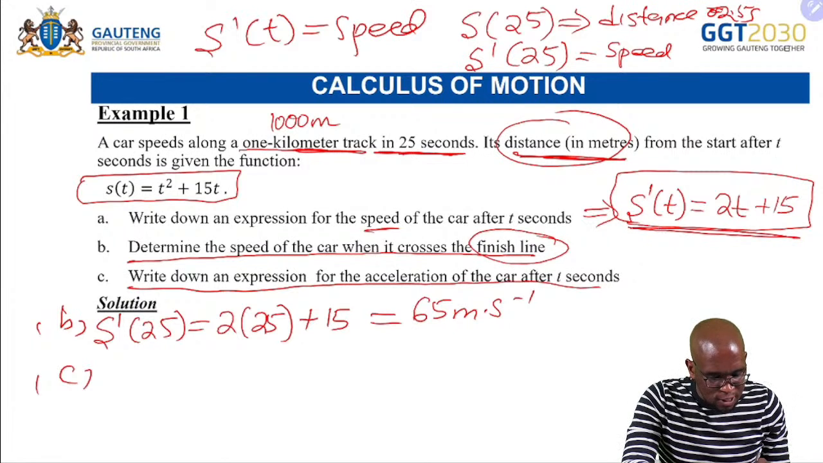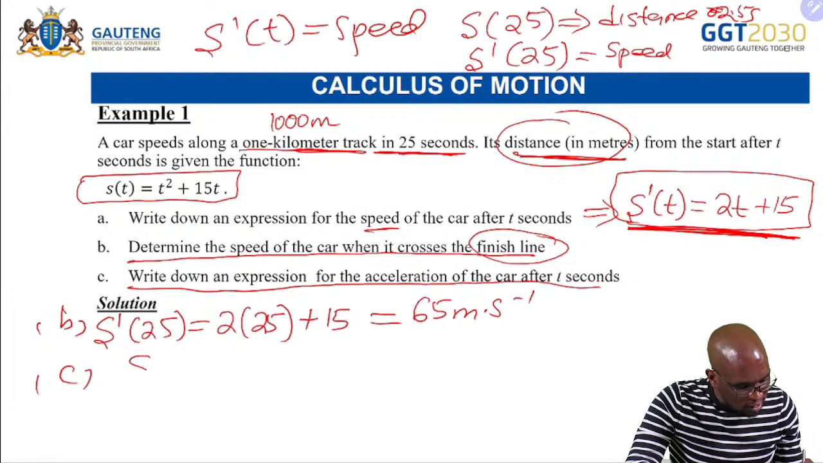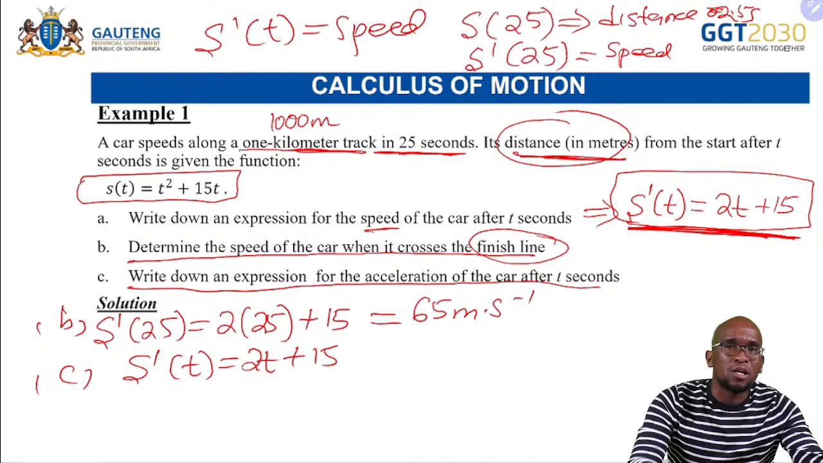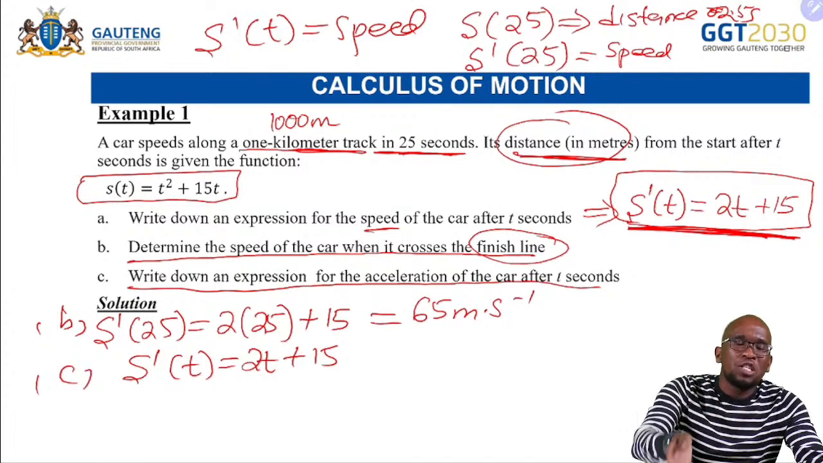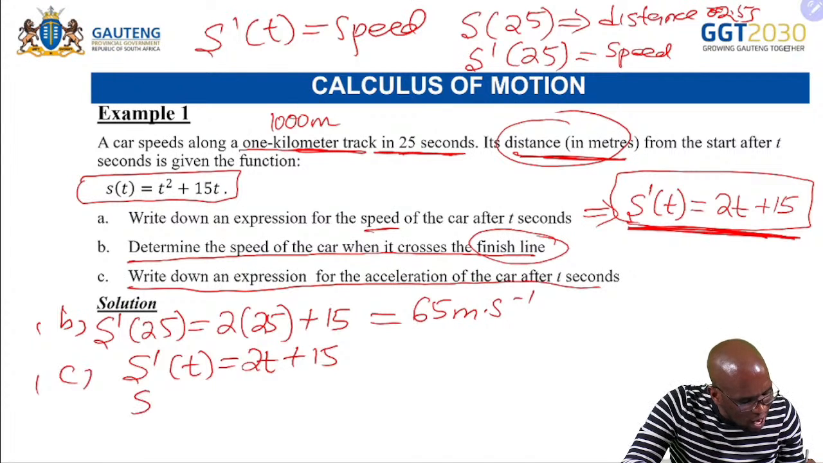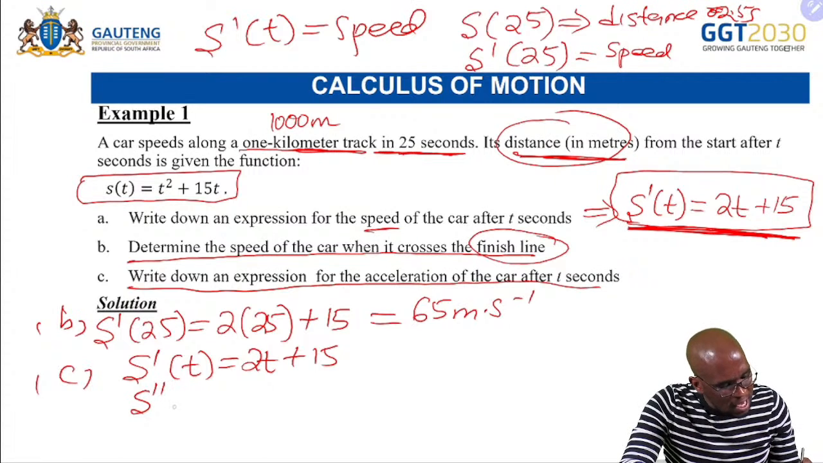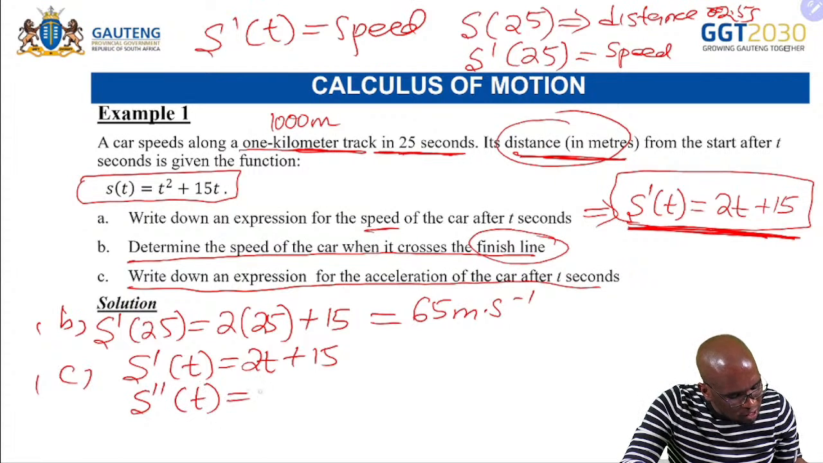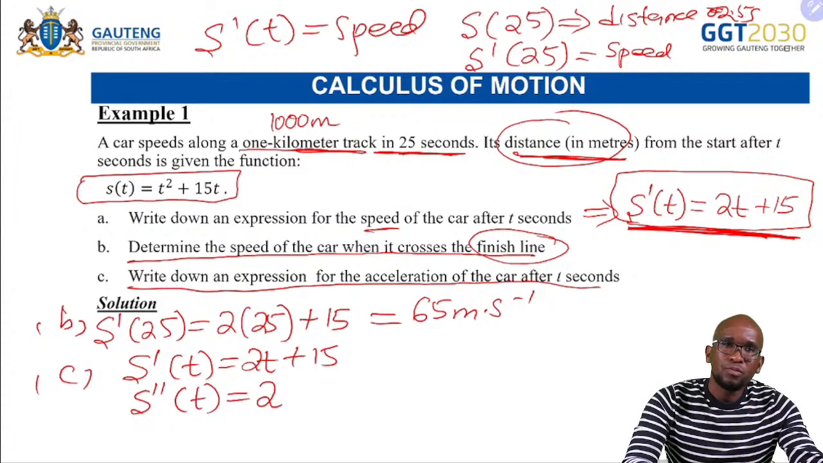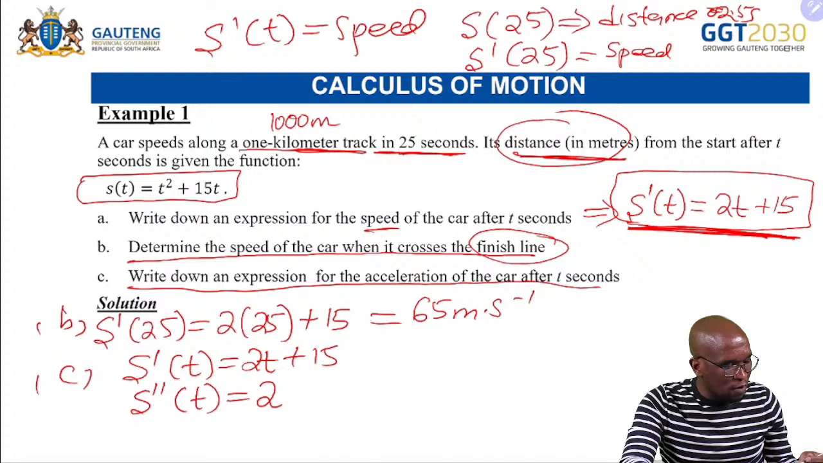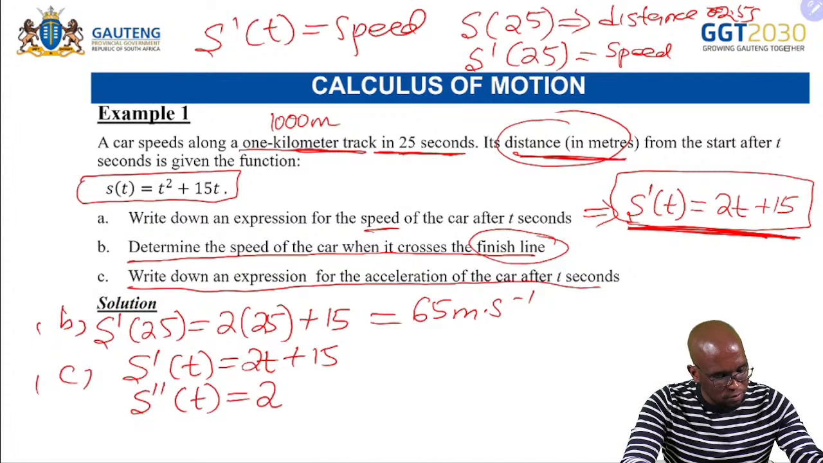And we have an expression to calculate speed. The expression to calculate speed is S of t is 2t plus 15. This is the speed equation. But we want the rate at which that speed is changing, which means we want the second derivative. S double prime of t would be given by what? 2. That is the acceleration, or the expression to find the acceleration.